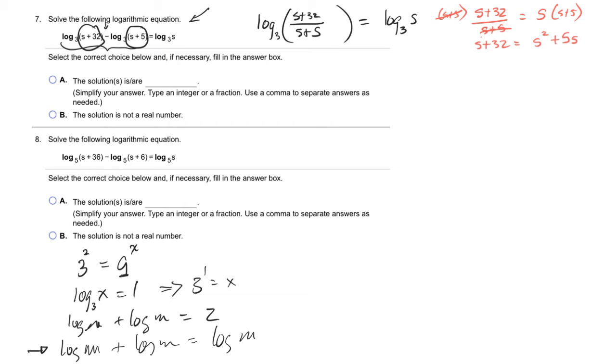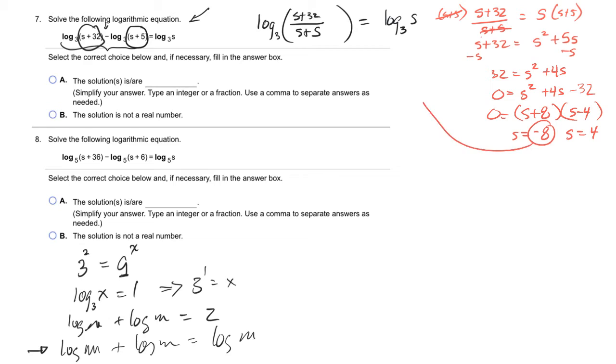And then I'll subtract s on both sides. So 32 is equal to s squared plus 4s. And then I'll subtract 32 on both sides. I guess I could have done that at the same time. Now I've got a quadratic, so I'll factor that and solve from there. I think it'll be s plus 8, s minus 4 equals 0. So s is equal to a negative 8, or s is equal to a positive 4.